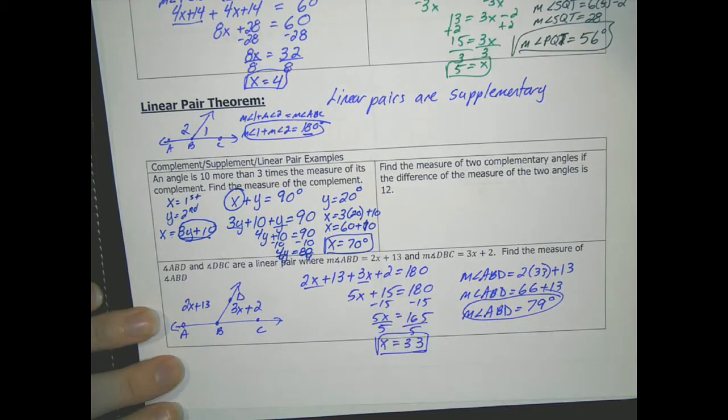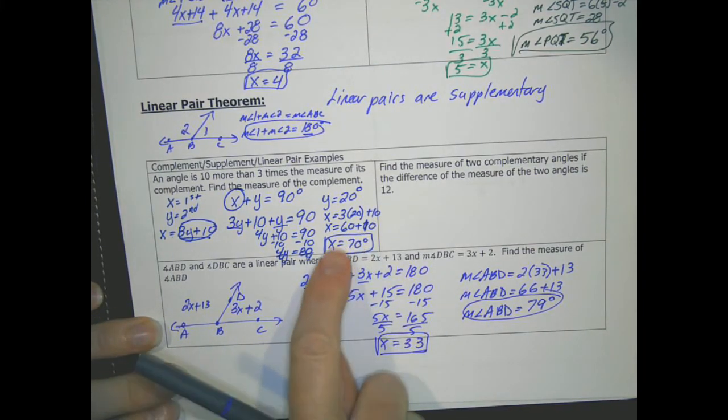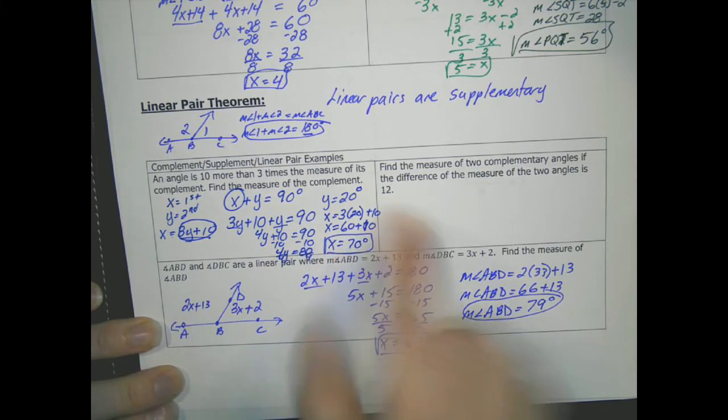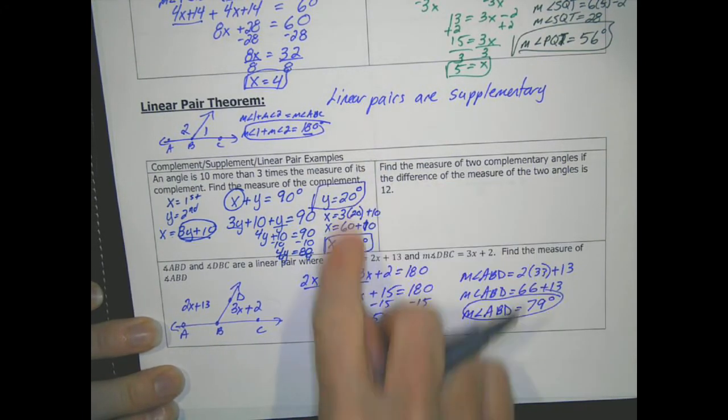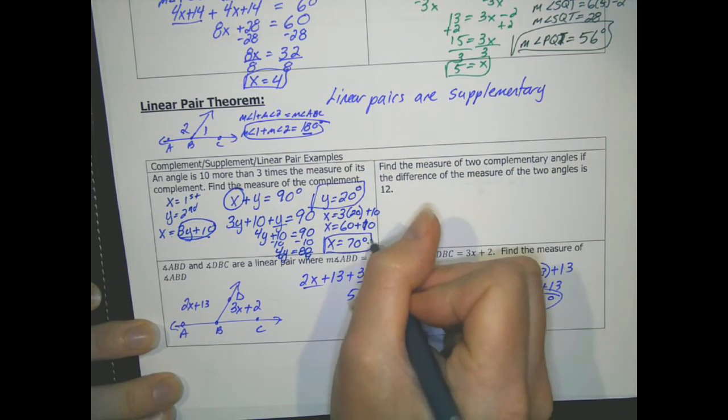I'm going to try and make some more room for this. So for this one right here, since this is 70 and my first angle is 20, well, 70 and 20 is 90 degrees, so I know I've got it right. This is what you would actually put in your answer.